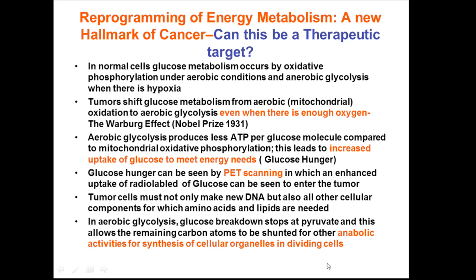You might say, what happens in an embryo, which is rapidly dividing? Exactly the same thing happens in an embryo. There's aerobic glycolysis for exactly the same reason. What's the difference? In embryogenesis, it is controlled. In carcinogenesis, it's uncontrolled.